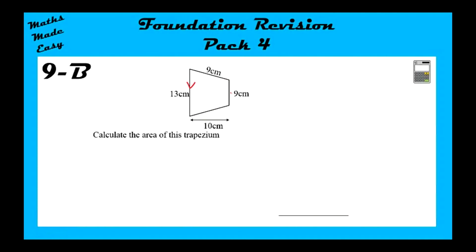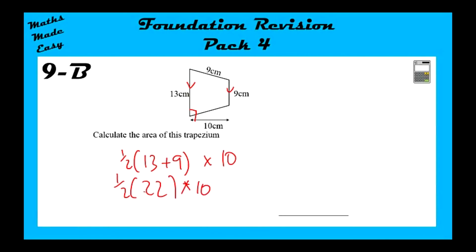Now slightly trickier, these are the 2 parallel lines this time, so we've got half of 13 plus 9 times by the height. Now the height of this one is 10, not 9 here, that's a diagonal height. The height needs to make a right angle perpendicular line to one of the base or the top, so times the height 10, so we've got half of 13 plus 9 is 22, and then times that by 10, half 22 is 11, times 10 is 110 centimeters squared.